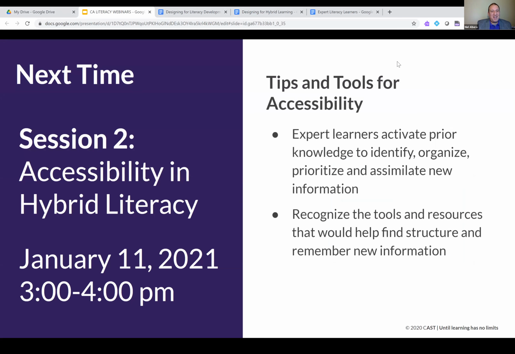Our next session is going to be on accessibility in hybrid literacy. So please come on back and we'll think about how we can support prior knowledge and use some of the resources that the National Center for the Accessible Educational Materials has for us to think about accessibility.